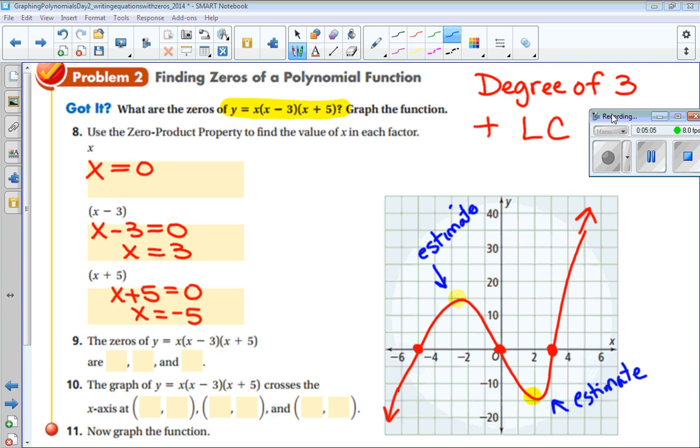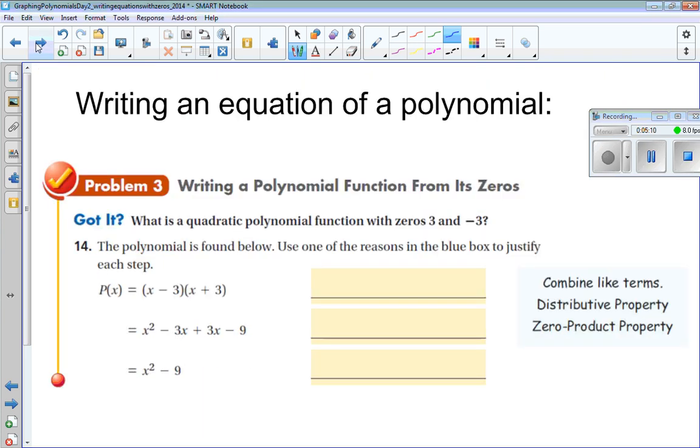What I'm looking for right now. No calculator right now. Okay? So let's try a different way. Let's actually write an equation from its zeros.